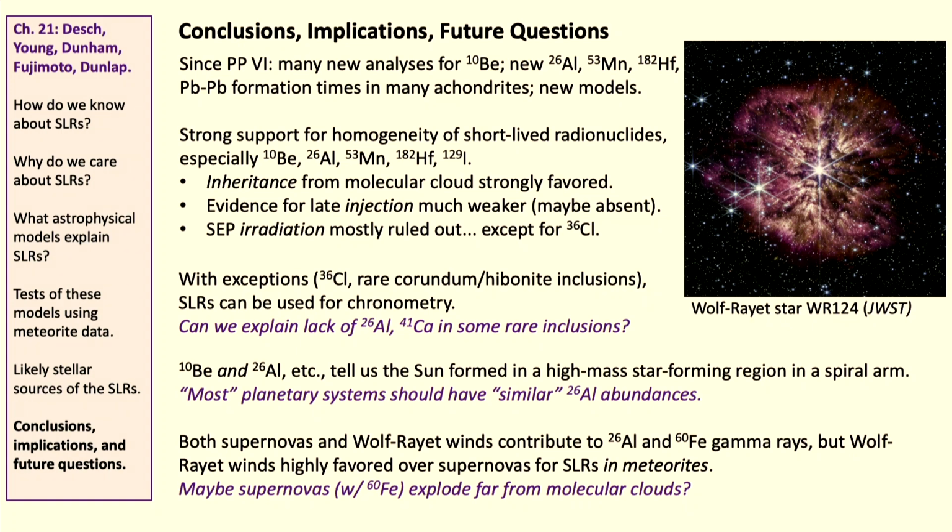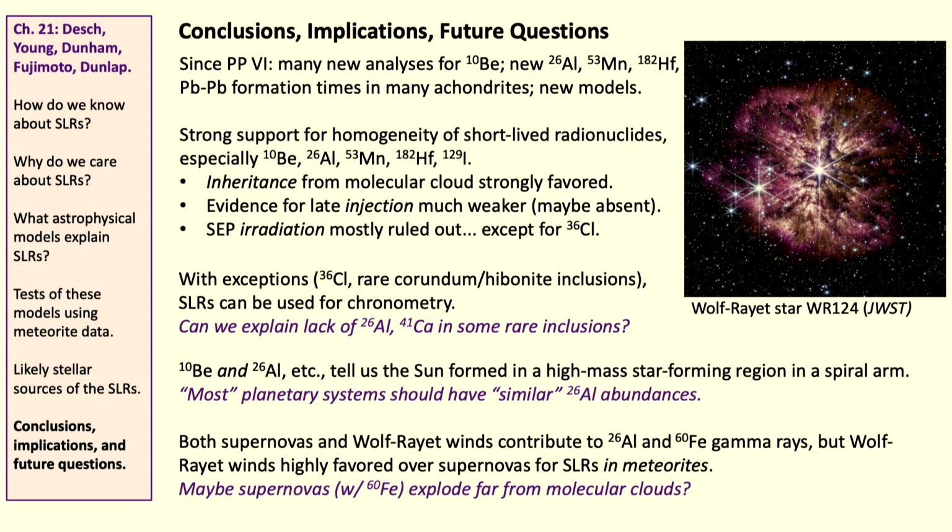It looks like chlorine-36 and some rare corundum hibonite inclusions are the only exceptions to the statement that we can do chronometry with the radionuclides. But we really do need to understand why it is that some rare inclusions that involve corundum and hibonite are lacking aluminum-26 and calcium-41, and really understand the collateral effects of radiation as well.